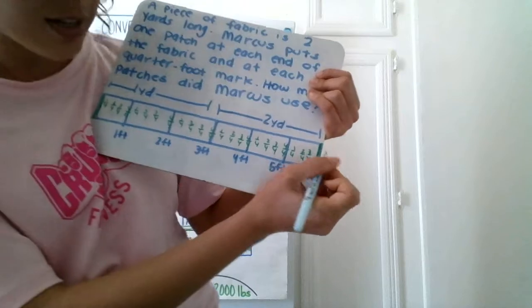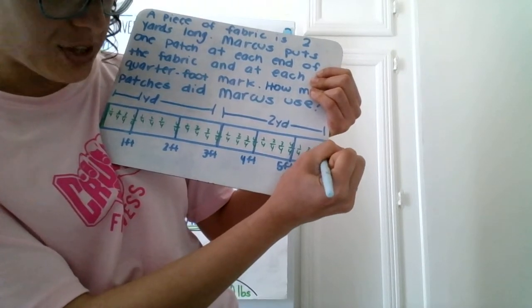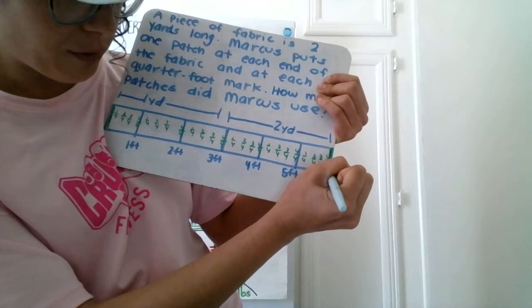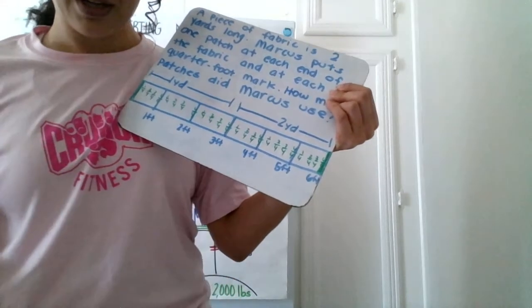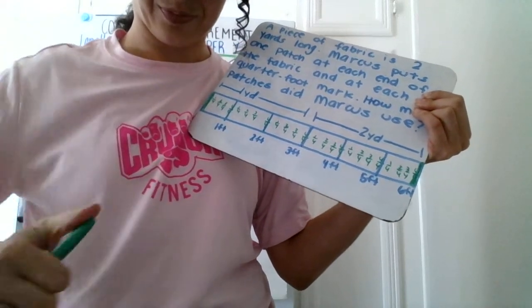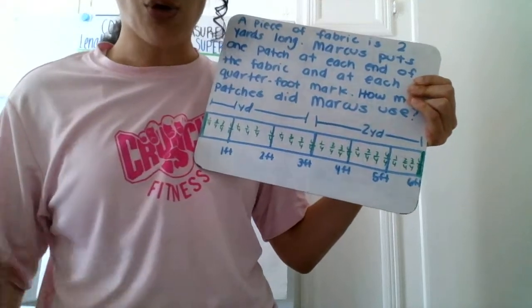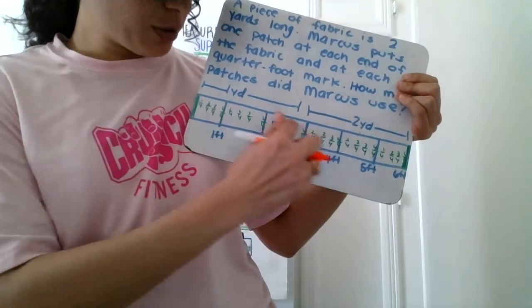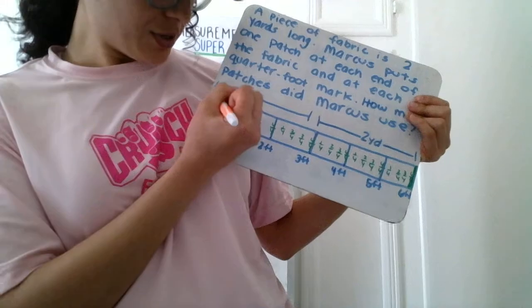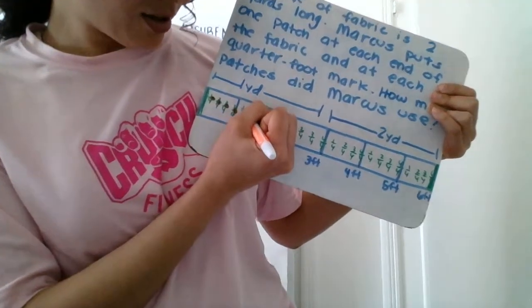Okay, here at the end, here's my ending mark. I already have a patch there, but I still have to write 4/4. Okay? Now, I'm going to take my orange marker. So it says that he put a patch at every quarter foot mark. So at every quarter foot mark, he put a patch. So there, there, there, there, there.